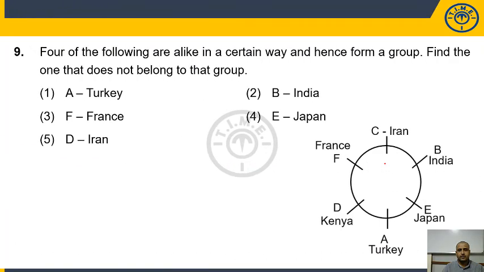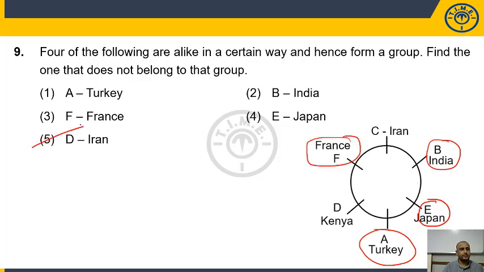Four of the following five are alike in a certain way and hence form a group. Odd one out. A, Turkey, so A is from Turkey. B, India, yes, B is from India. E is from Japan, yes, E is from Japan. F is from France, yes, F is from France. D is from Iran, no. So this is the odd one out. All are correct combinations except D, Iran.